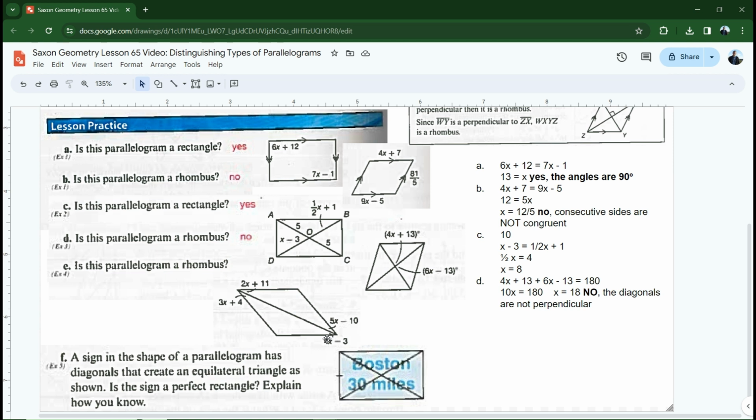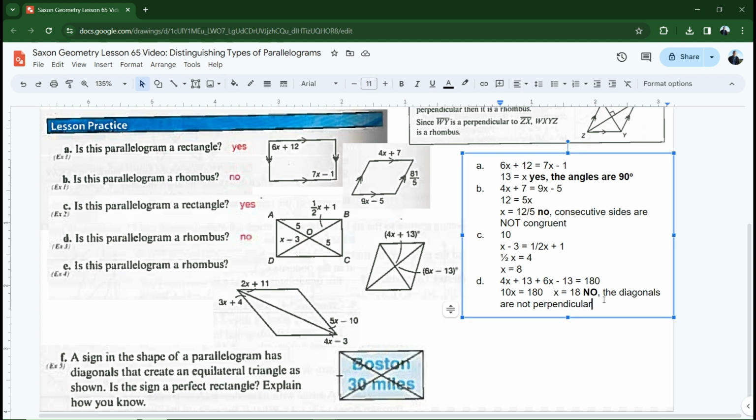This one's a little hard because what I need is some statement about parallelograms that's true in order to work this. I can't just set 2x plus 11 equal to 3x plus 4, because I don't know that they're equal yet. I have to prove that they're equal or not equal. Well, here's one thing I can do. This is a parallelogram, so I know that opposite angles are congruent.